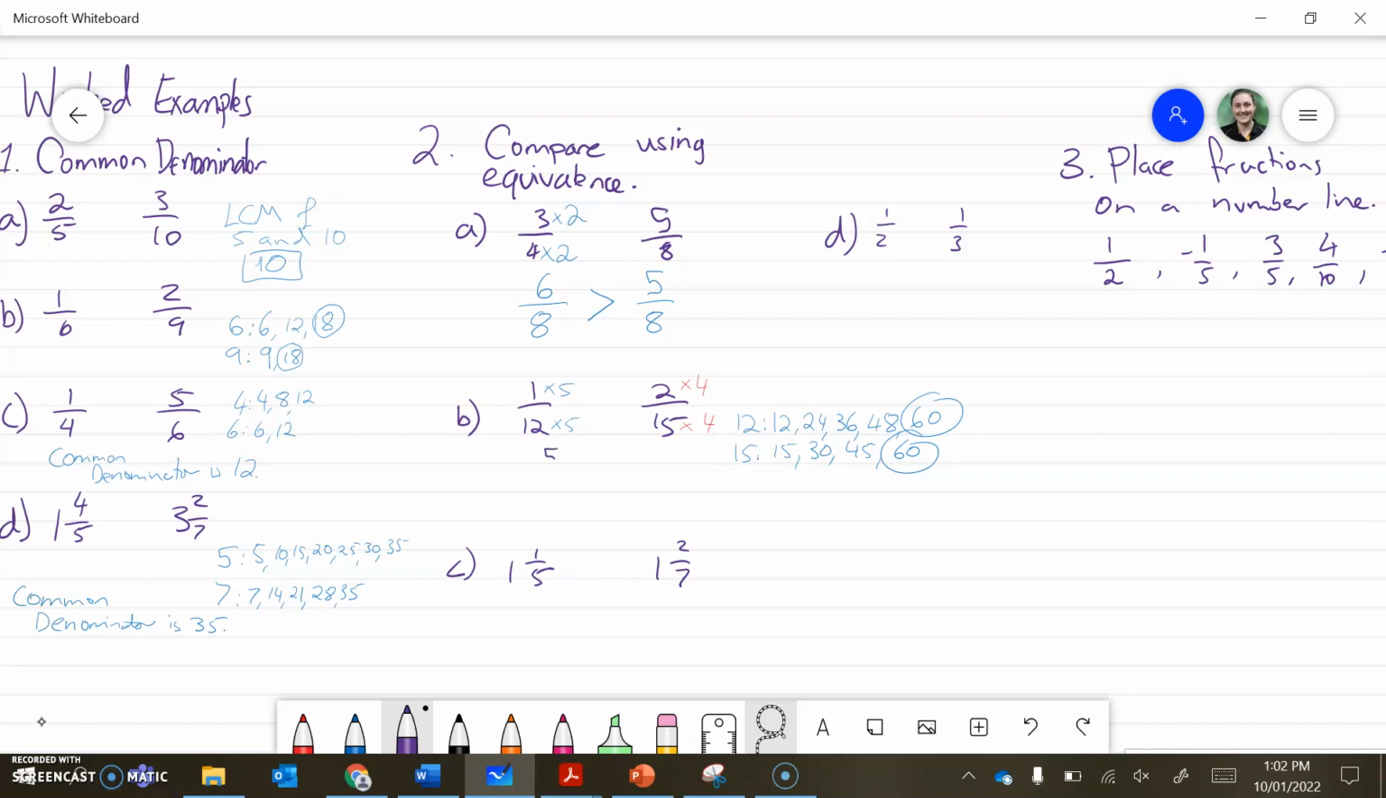So then here I'm going to have 5/60ths and I'm going to have 8/60ths. Then I put in my symbol. So 5/60ths is less than 8/60ths.